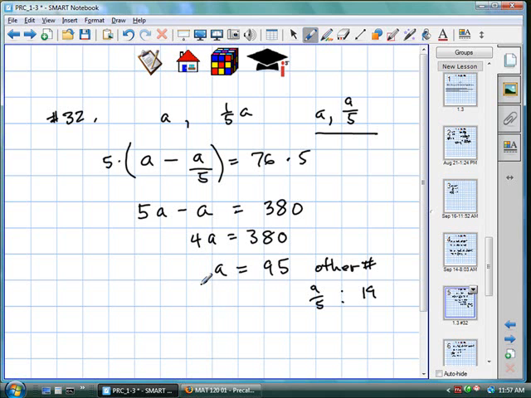Now when I got all done, you've got to be careful. You get all done, you're really happy, you got 95, you say, got it. Did I really? Because the book said find both numbers. I really only found one. So, all right, if A is 95, the other number is just 1/5 of that. To find the other number, I divide by 5, and I get 19. So what are my two numbers? 95 and 19. Now I got it.